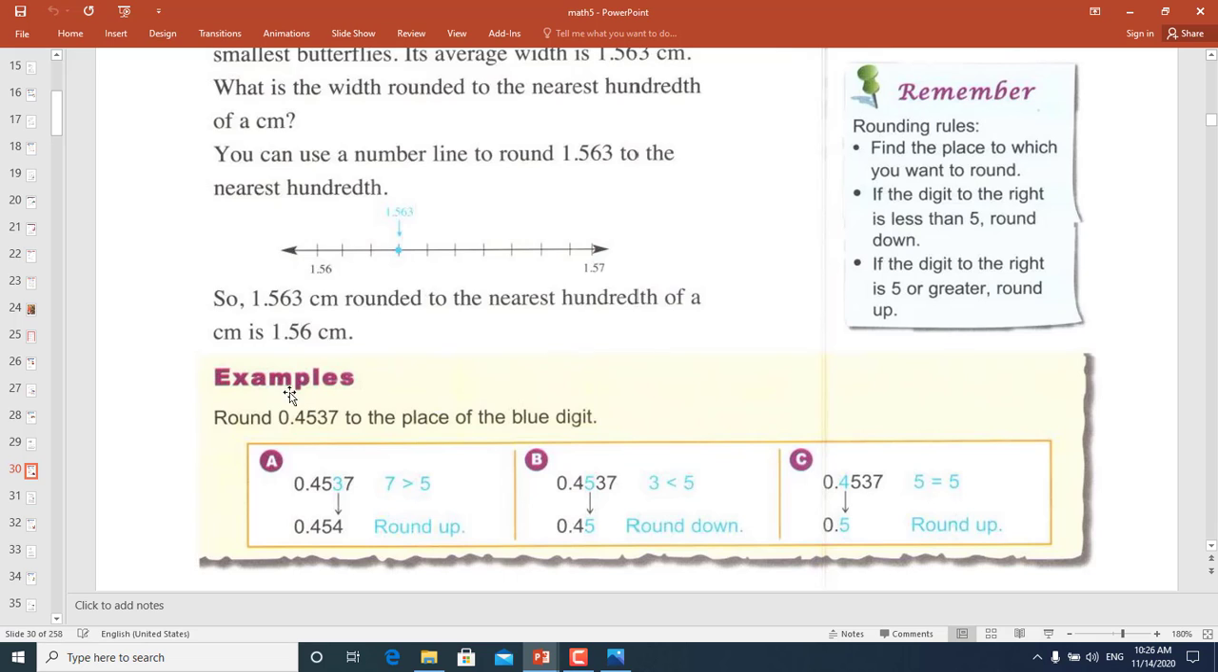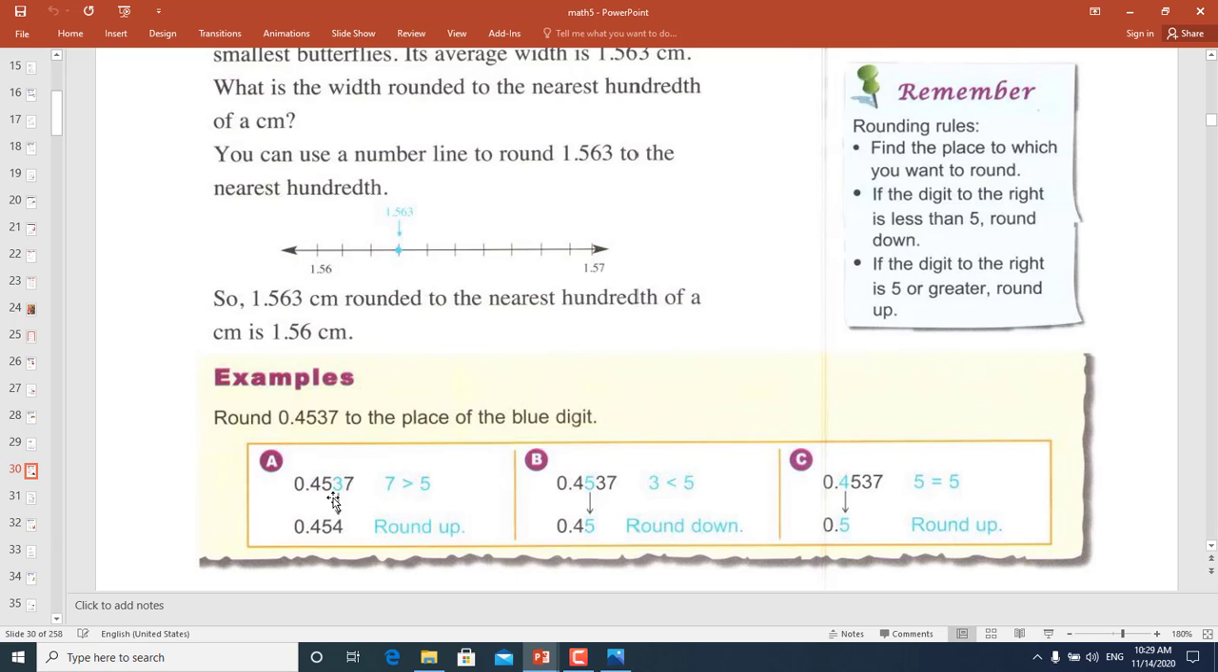Okay, and we have this example. It's about a decimal number. That means we have a decimal point. We have 0.4537, and we round to the place of the blue digit. Okay, so look at A. From A, 0.4537. So we will estimate, we will round for the blue digit.